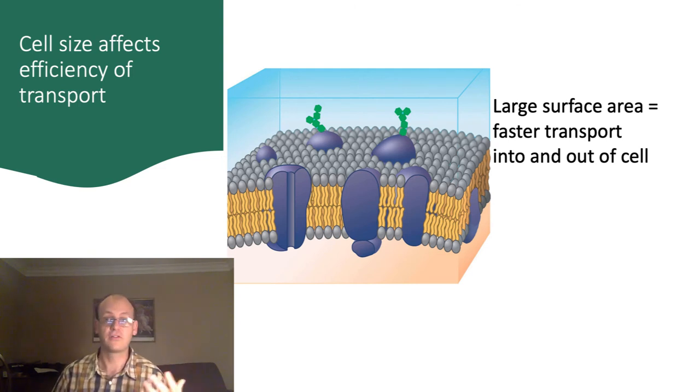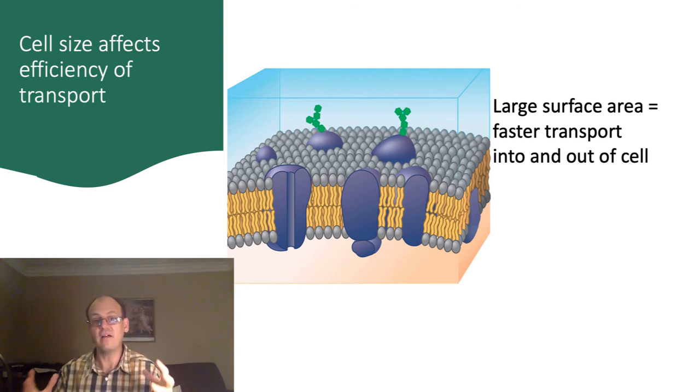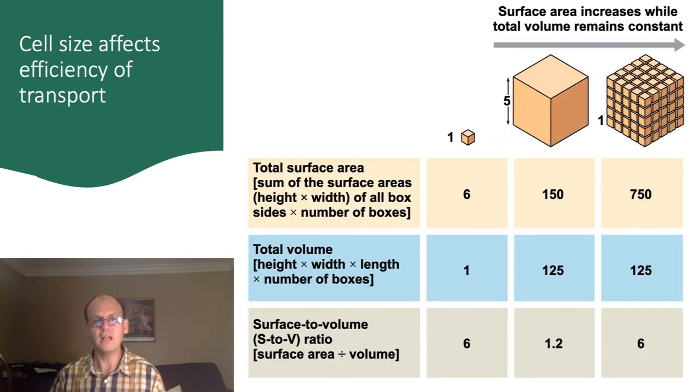Now, large cells usually have more surface area. However, they also have much greater need to transport material across the membrane because of their larger volume, and more processes occurring within such a large cell. Let's look at how this works for a simple cell that is shaped like a cube.